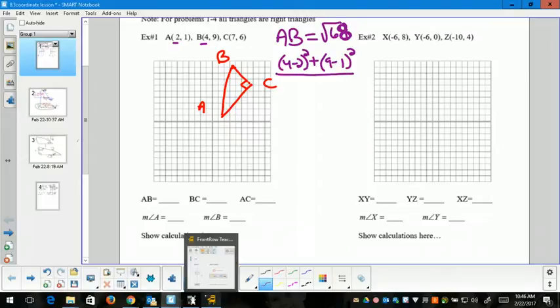Plug this into the calculator. I just did the math. Science is math. Two options.